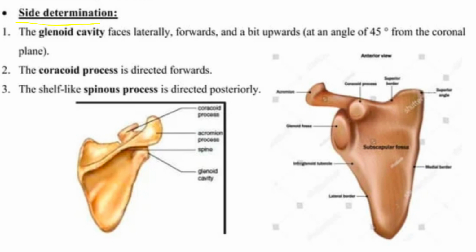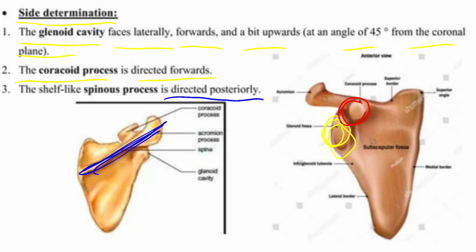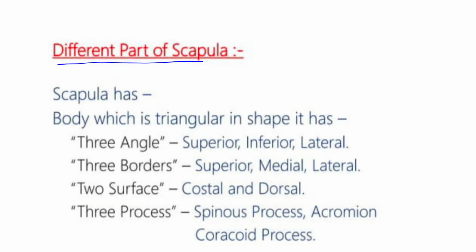Side determination of the scapula. The glenoid cavity faces laterally, forwards, and a bit upwards at an angle of 45 degrees from the coronal plane. In this diagram, you can see clearly it extends forwards, laterally, and upwards. The coracoid process is directed forward. See here, directed forwards. The shelf-like spinous process is directed posteriorly. See in this diagram, different parts of the scapula.